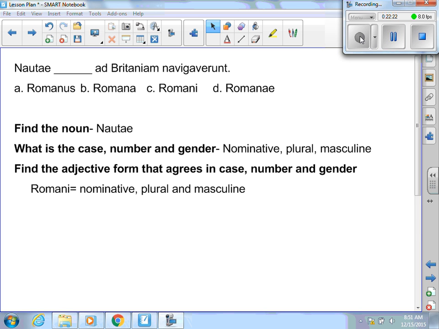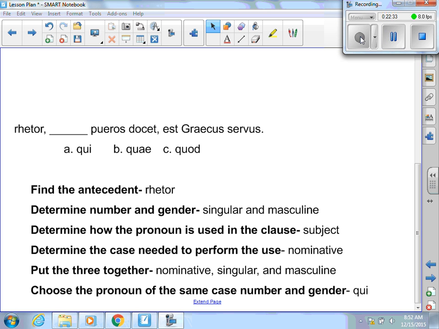Okay, next I have the relative pronoun process. In this case, I want to find the antecedent, that is rhetor. I want to determine the number and gender of the antecedent, which is singular and masculine. So I am going to choose a singular and masculine from my relative pronouns. Next, I want to determine how the pronoun is used in the clause. In this case, pueros is the direct object, docet is the verb. I need a subject. Now I need to determine the case needed to perform this use. Nominative creates the subject.